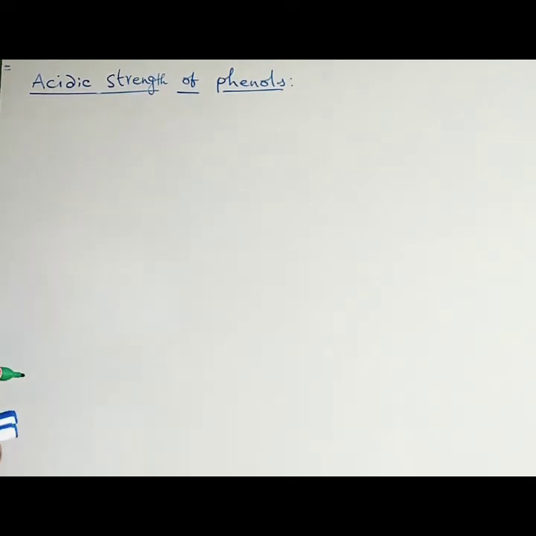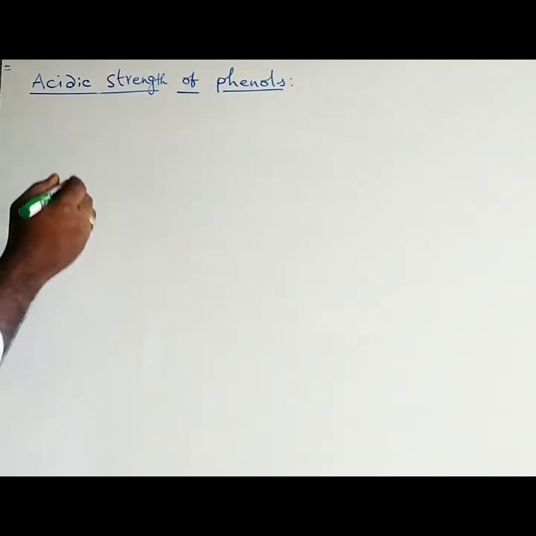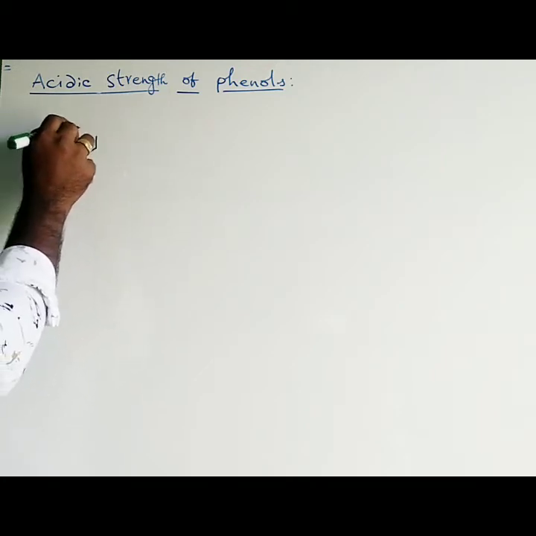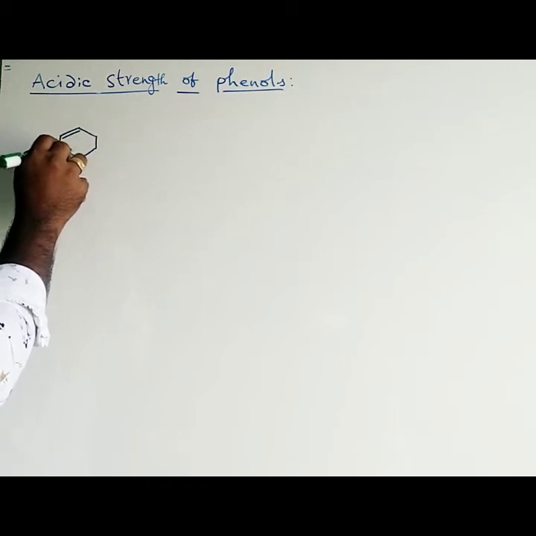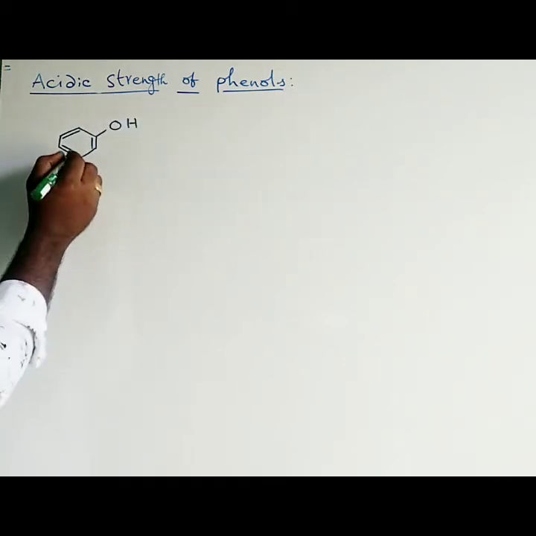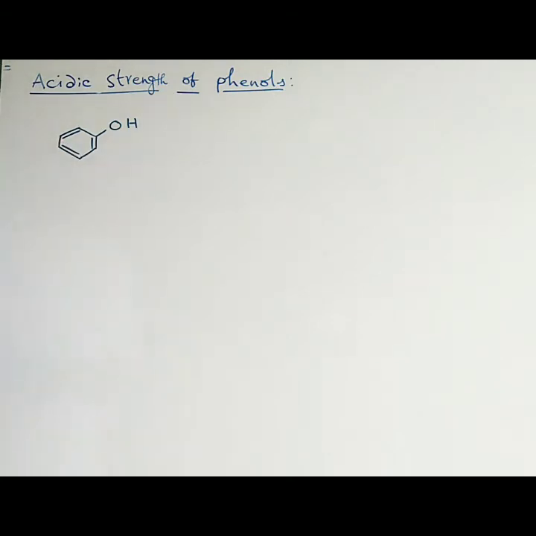Now let us discuss the acidic strength of phenols in the presence of other functional groups or substituents, and how the acidic strength of phenols is affected. If we take a phenol, it is more acidic than alcohols, as is known to us. But coming to the substitution case, if any substituent is present at any other position of benzene along with the OH group, how will that group impact the acidic strength of phenol?